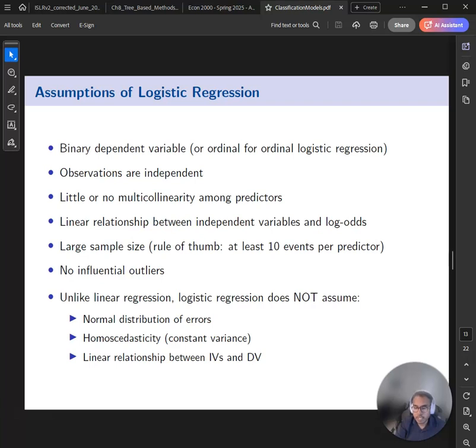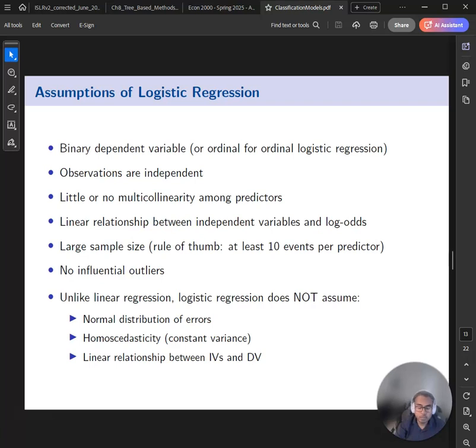Another key assumption is little or no multicollinearity among predictors. Highly correlated predictors can cause estimation problems and make interpretation difficult. We do assume that there is a linear relationship between our independent variables and the log odds of the outcome. Remember, it's not linear with the probability itself, but with the log odds.